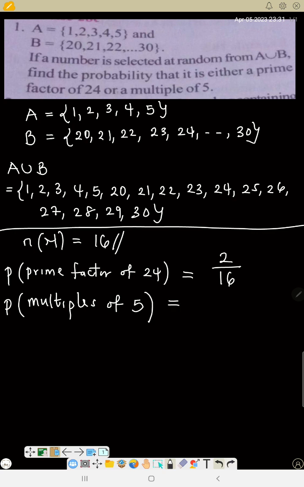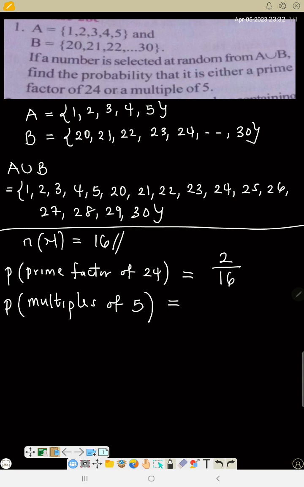But remember, if the question says just factors of 24, that means I would have picked 1, 2, 3, 4, 24. So I would have picked those ones. But for prime factors of 24, the prime factors of 24 are just 2 and 3. That's why we pick two numbers alone. Take note, prime factors is different from factors.